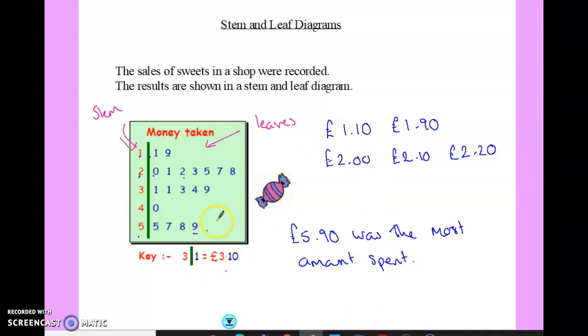You could also very quickly see what kind of amount was the most common. For example, did most people spend £1-something, £2-something, £3-something, £4-something? We can see very quickly that most people spent £2-something at this sweet shop. Okay, let's have a look at another one.